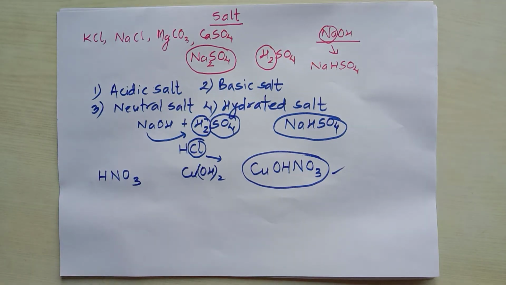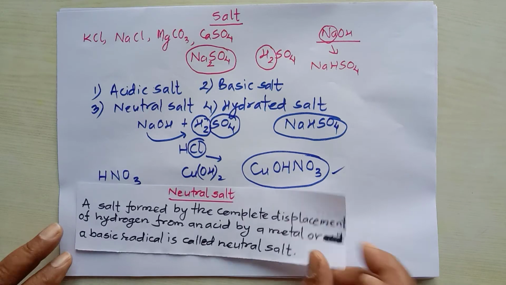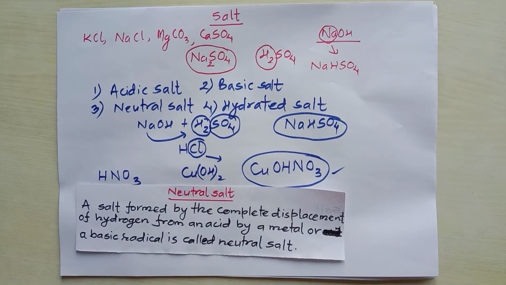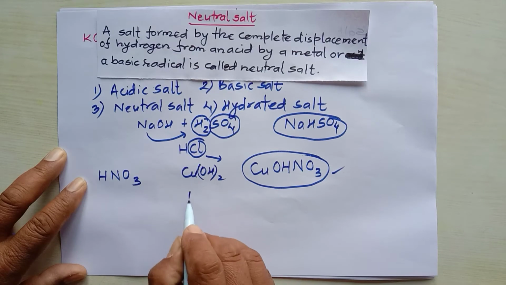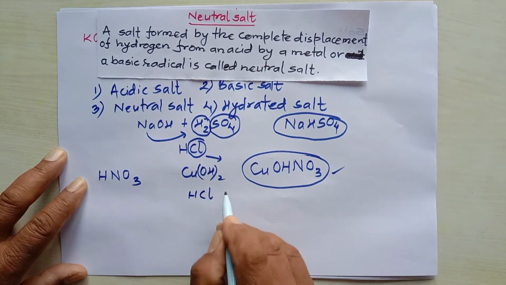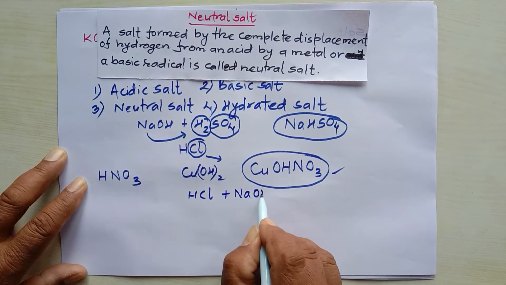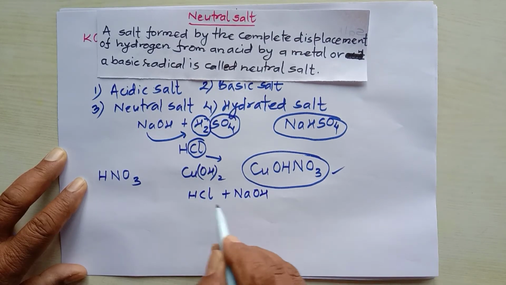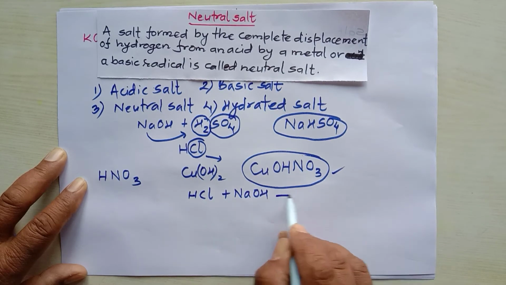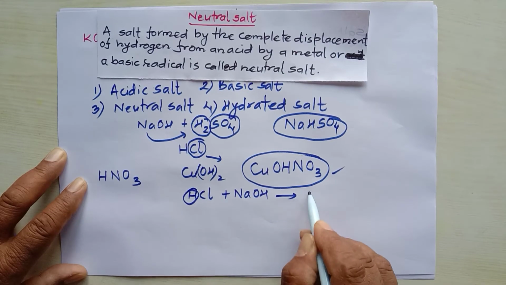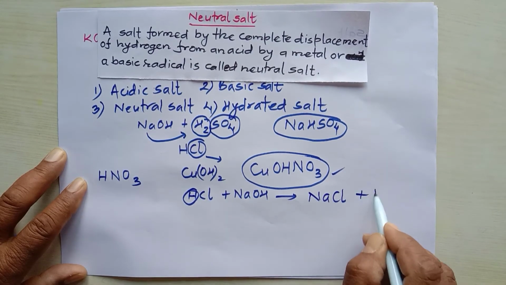Now let's talk about neutral salt. What is neutral salt? Neutral salt can be defined this way: a salt formed by the complete displacement of hydrogen from an acid by a metal or basic radical is called neutral salt. Now we can take an example of neutral salt like this. If hydrochloric acid reacts with sodium hydroxide, we are not writing the complete reaction, we are just talking about the salt only. The method of formation of salt and the chemical reaction we'll talk about later. In this reaction, if this hydrogen is completely replaced by sodium, then sodium chloride forms. There is another product also, water.